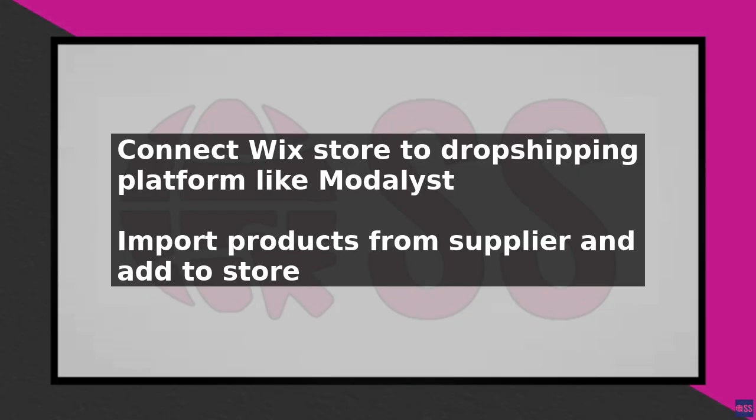After finding a supplier, you need to connect your Wix store to a dropshipping platform like Modalyst or Oberlo. These platforms integrate with Wix and allow you to import products from your supplier and add them to your store. You can then set your prices and create product listings.